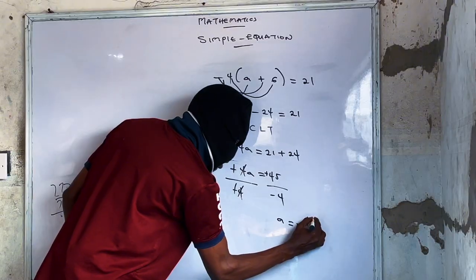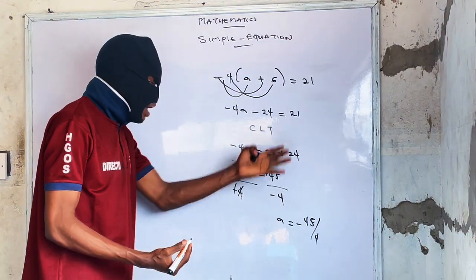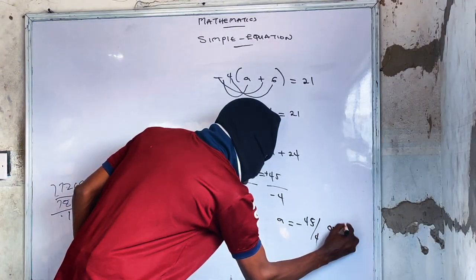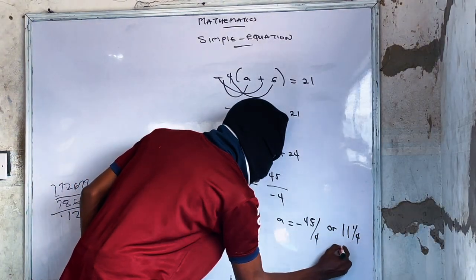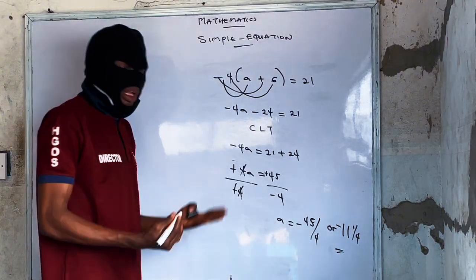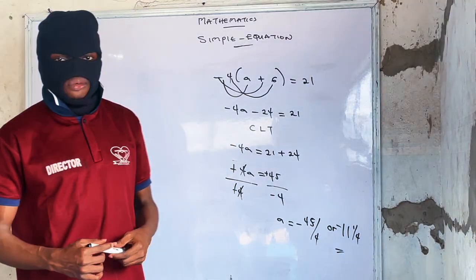You can leave your answer like this, or you can change it to a mixed fraction. 4 in 45 will give you 11, remainder 1 over 4. So your a can be minus 45 over 4 or minus 11 whole number 1 over 4.